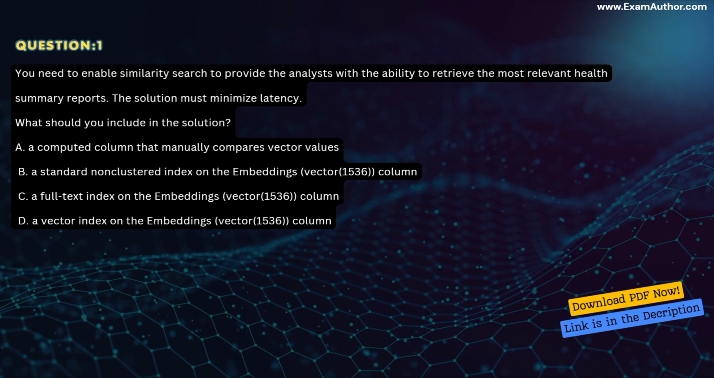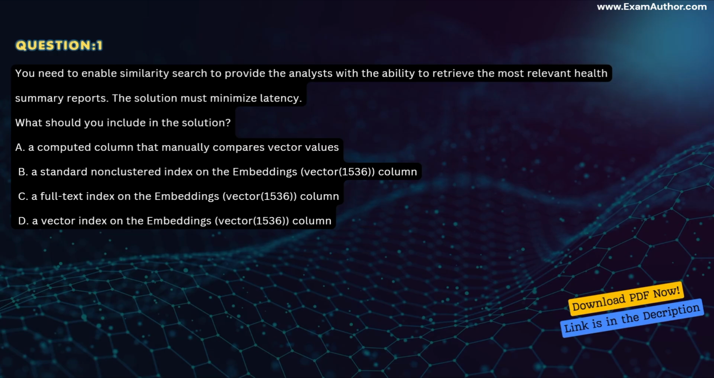A. A computed column that manually compares vector values. B. A standard nonclustered index on the embeddings vector(1536) column. C. A full-text index on the embeddings vector(1536) column. D. A vector index on the embeddings vector(1536) column.